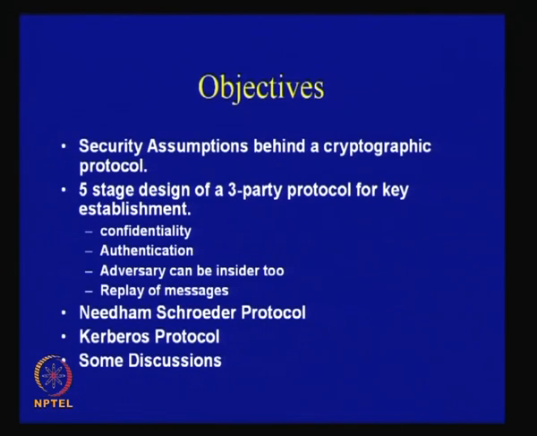We shall consider a 5-stage design of a 3-party protocol for key establishment, where we shall see that some of the important concerns are confidentiality, authentication, the fact that an adversary can be an insider too, and also the replay of old messages. Some of these things we have seen previously, but we shall see them again in the context of a protocol.